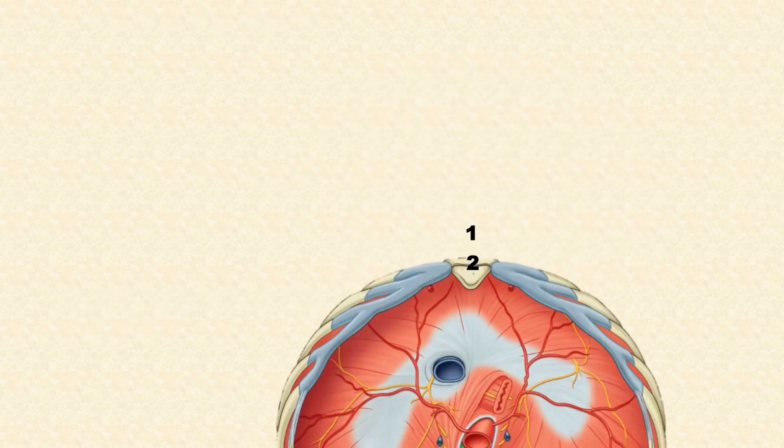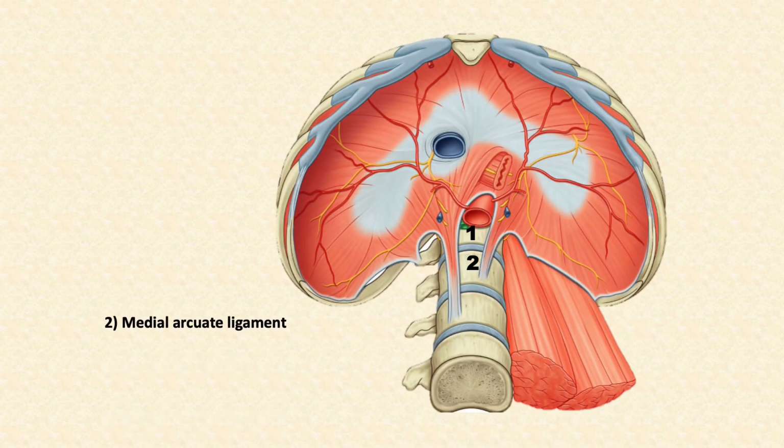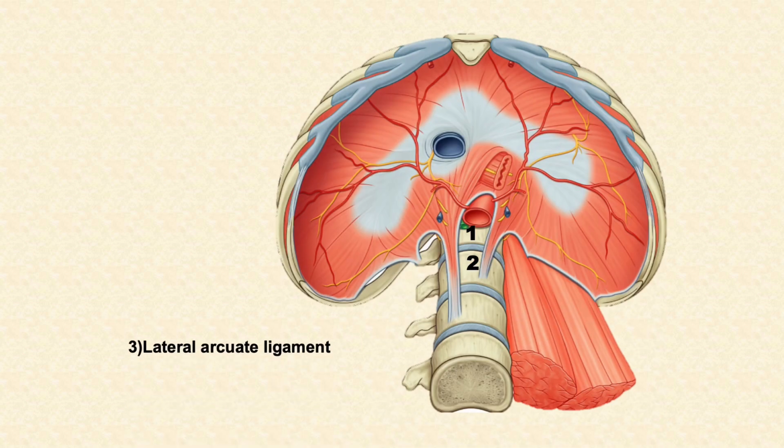Next we have the medial arcuate ligament. Do not confuse it with the median which was just discussed. And lastly we have the lateral arcuate ligament. So we need to know these few structures, the crus of the diaphragm and the arcuate ligaments, to understand the openings.